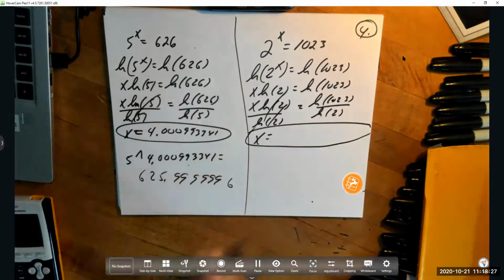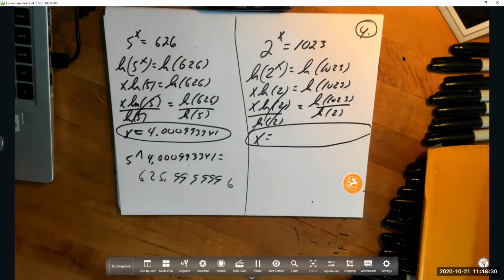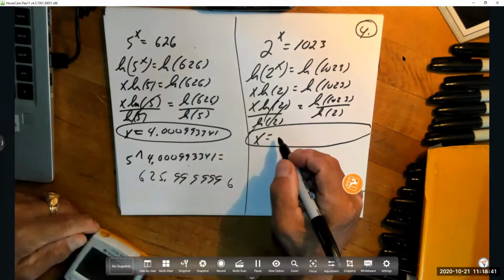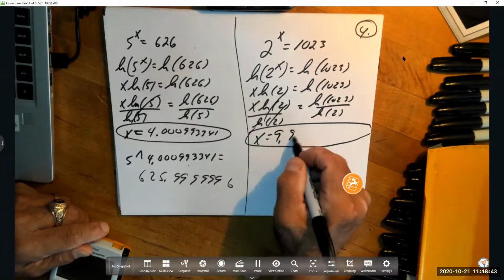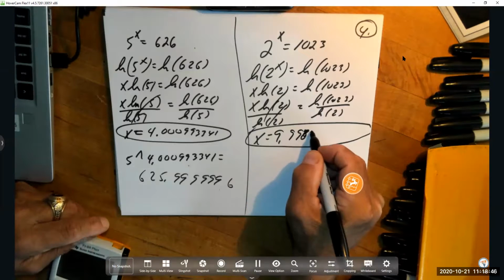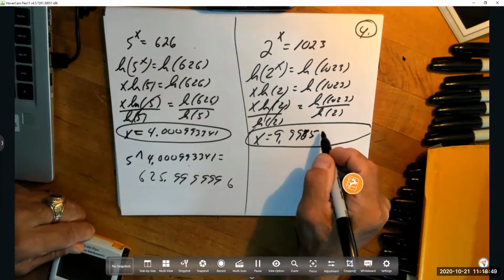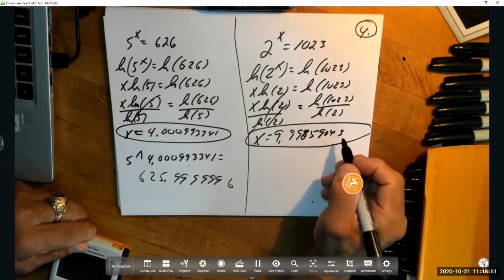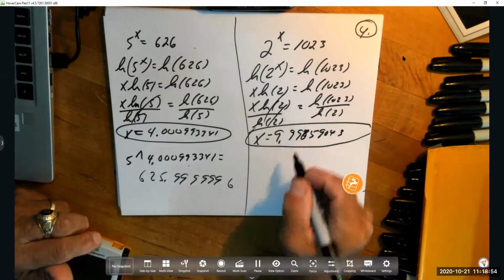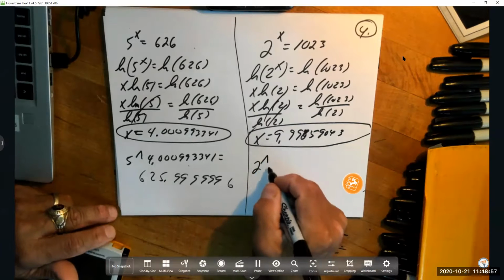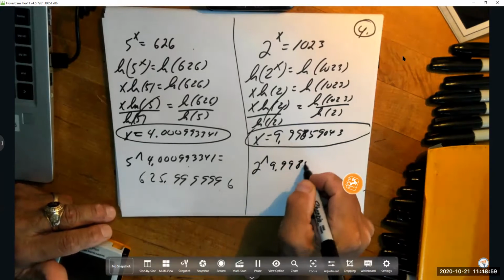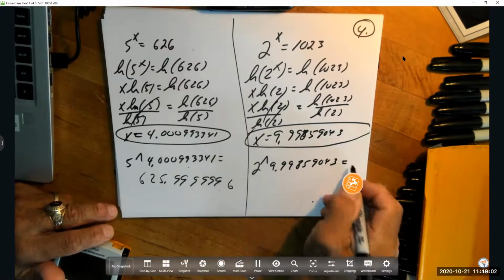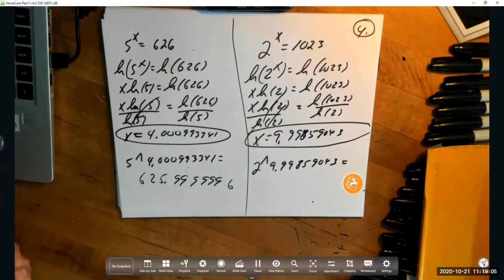Calculator stuff. Then ln of 1023 divided by ln of 2. All right, give me numbers. 9.998599043. Like this? Yeah. Okay. All right. So then, if I check it, 2 to the power of that number, 9.998599043. I guess I'll do it on my calculator. You do it on yours.